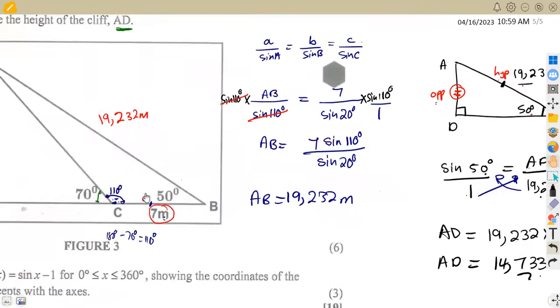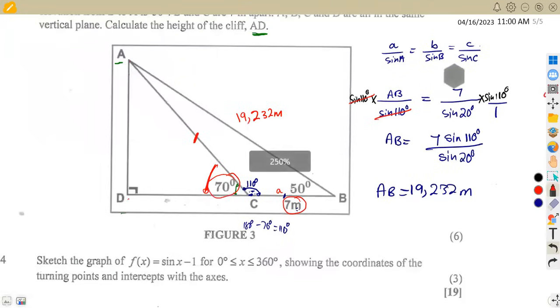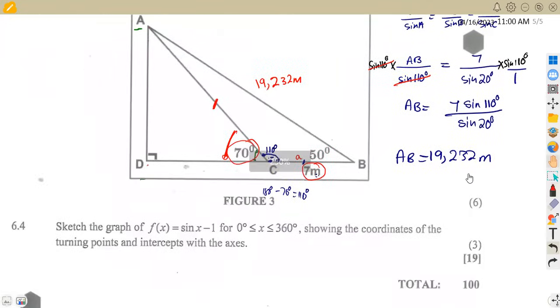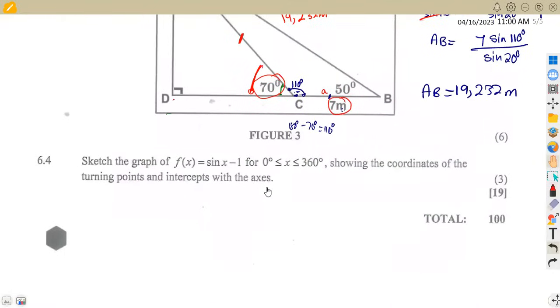Like I said, you could have calculated AC. If you calculated AC, that means you were going to use this triangle now with AC and the angle of 70, ADC. Still, you apply the same sine rule, but now you'll be using the angle of 70 degrees. So I want you to try it and see if you're obtaining the same answer. You must obtain exactly the same answer as the one that we are having now.